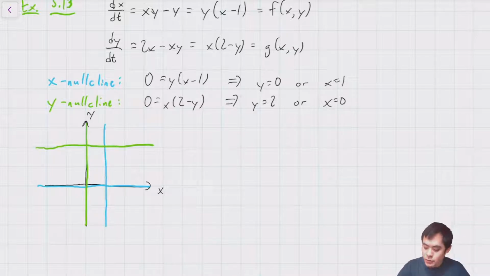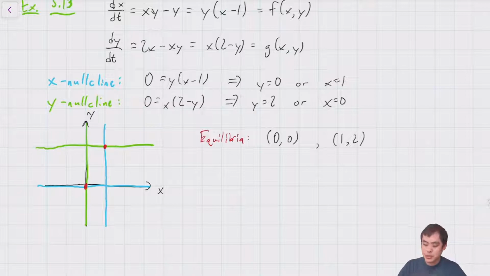And one of the things we'll notice is that when the two intersect, you get an equilibrium. So we have our equilibria points here. Equilibria are when they're both equal, when both f of x, y and g of x, y are equal to 0. So this is at the intersection points. And so that is precisely (0, 0) and (1, 2).